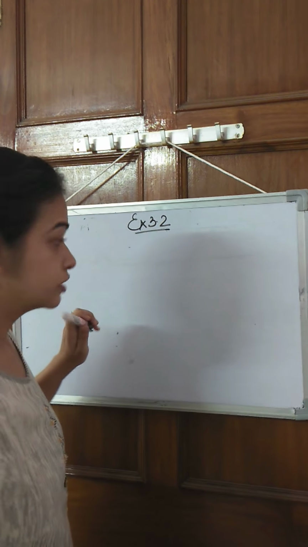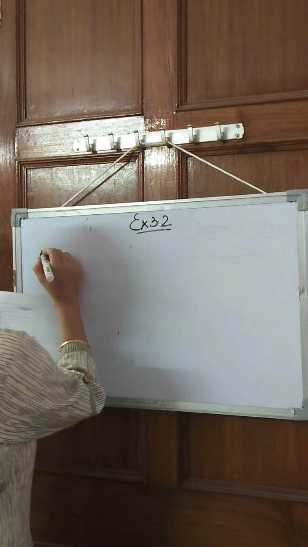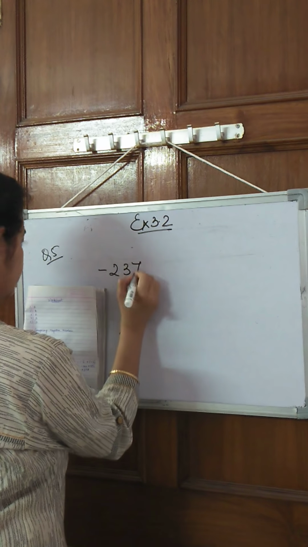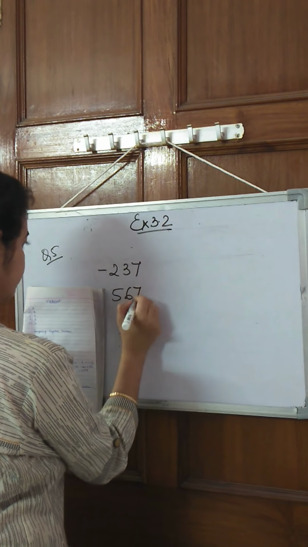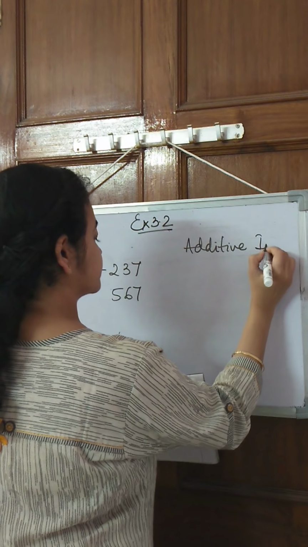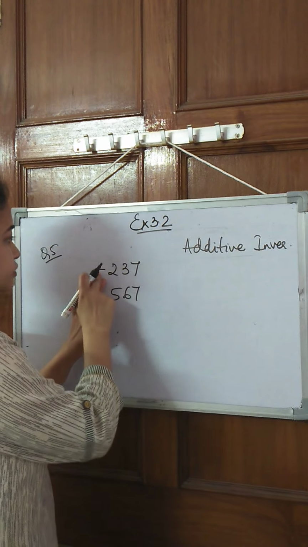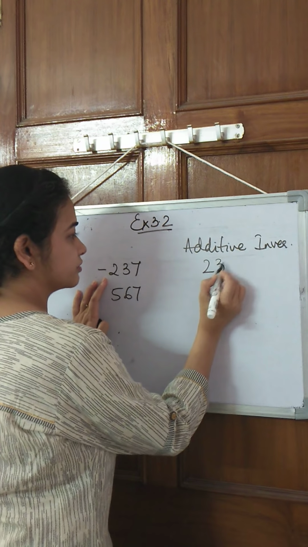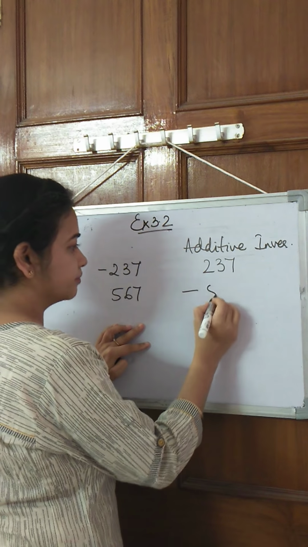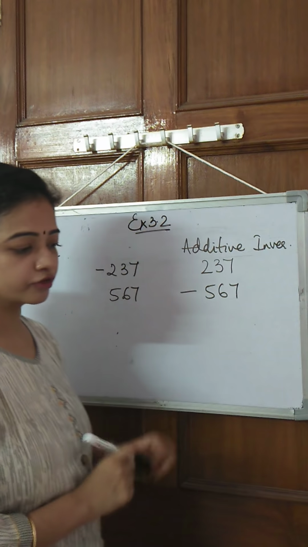Now there is a question also in your exercise that is asking you to write the additive inverse of the numbers. I'm writing question 5. Numbers are minus 237 and 567. You have to write the additive inverse of those two numbers. So the additive inverse of minus 237 will be 237, opposite sign, and the additive inverse of 567 will be minus 567. Is it clear?